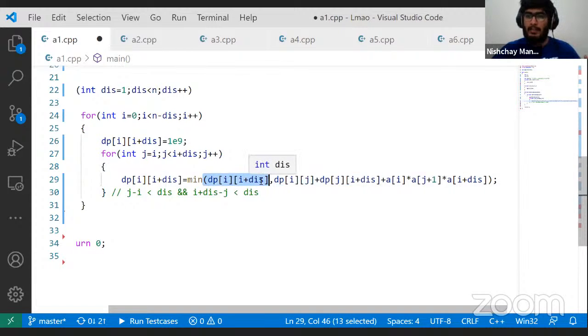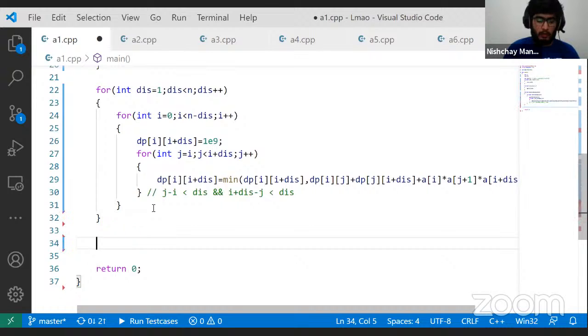So this is called tabulation. Smartly thinking about which state I have to calculate first, calculating that state first, and then using that state to calculate the next state. What would the final answer here be? It is just going to be cout dp[0][n], right? This is tabulation.